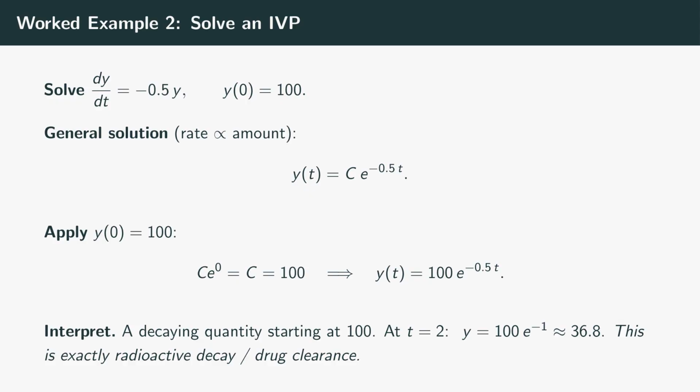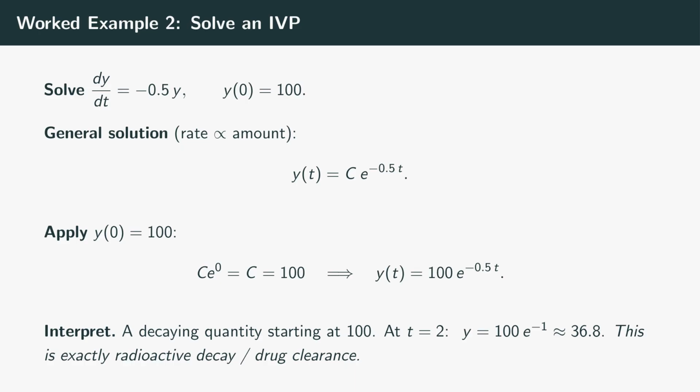Now a full initial value problem from start to finish. Solve dy/dt equals negative 1/2 y with the initial condition y of 0 equals 100. Step 1, recognize the form. The rate is proportional to the amount with a negative constant, so this is decay, and the general solution is y equals C times e to the negative 1/2 t.